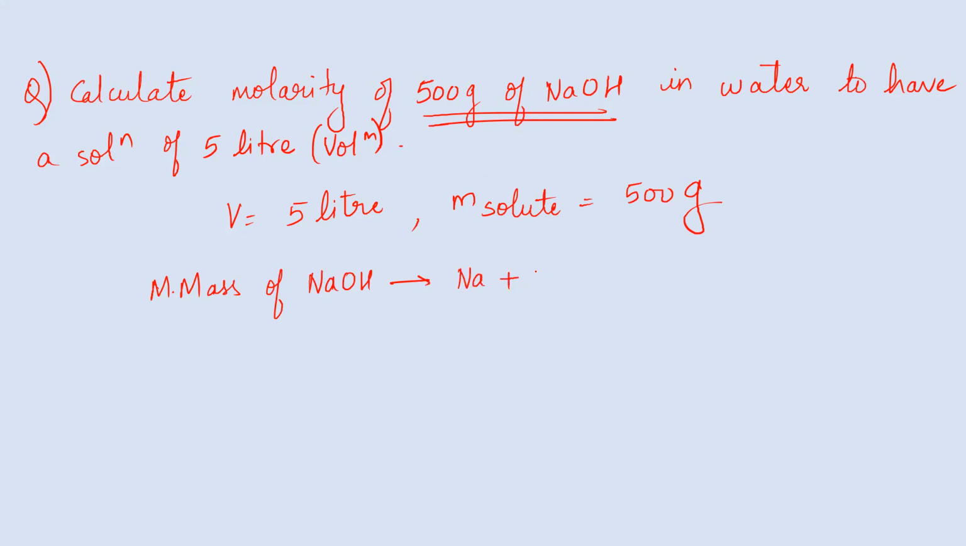How do you calculate the molecular mass? Molecular mass of sodium plus molecular mass of oxygen plus molecular mass of hydrogen. So that is 23 plus 16 plus 1, it will give you 40. So the molecular mass of NaOH is 40.